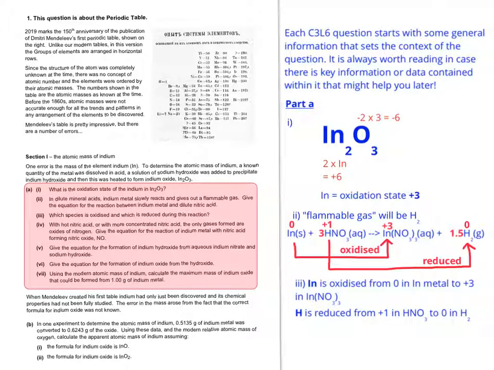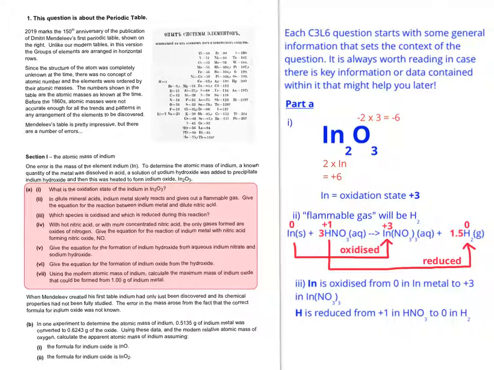If the oxidation number goes down, it's been reduced. So we can say that indium has been oxidized from 0 in indium metal to +3 in indium nitrate, and hydrogen is reduced from +1 in nitric acid to 0 in hydrogen.